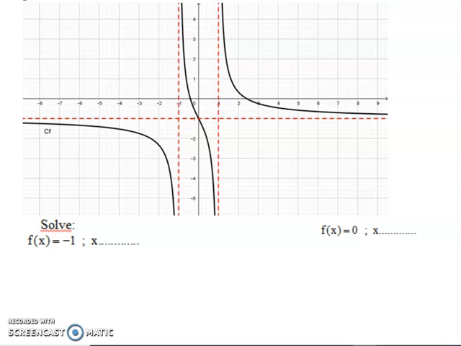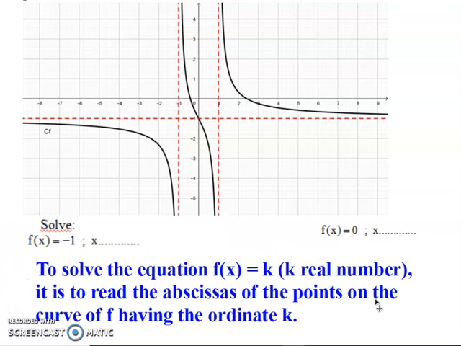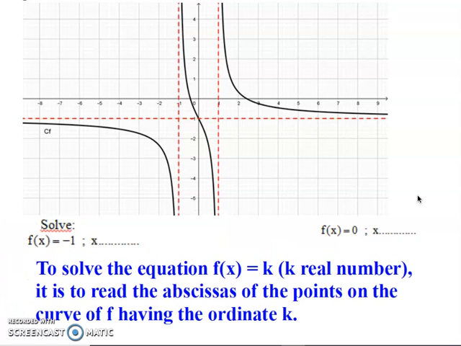To solve graphically an equation in the form f of x equal k, we have two options. Either we read the abscissas of the points on the curve having the ordinate k. So we have to choose here the points on the curve having the ordinate -1 for the first case. This is -1. And the abscissa of the point is 0, so x is 0.